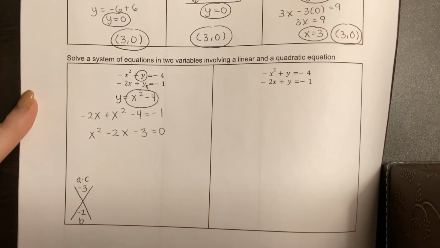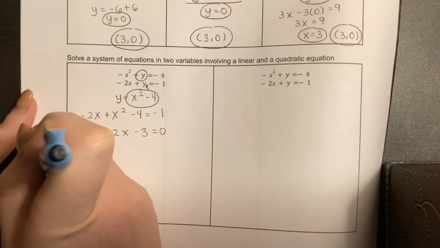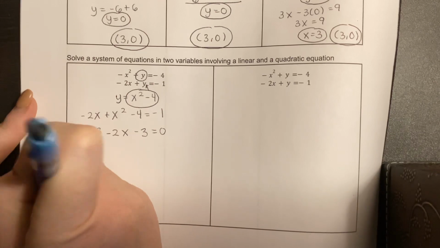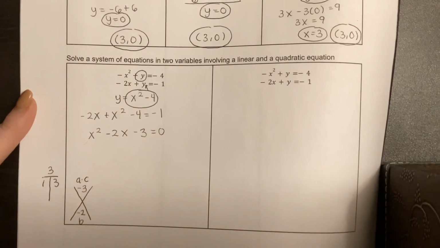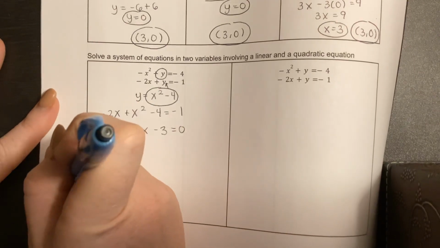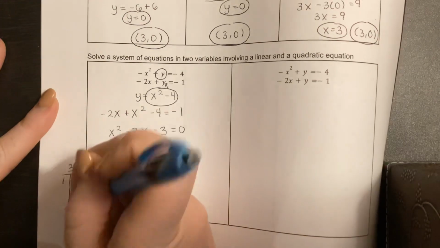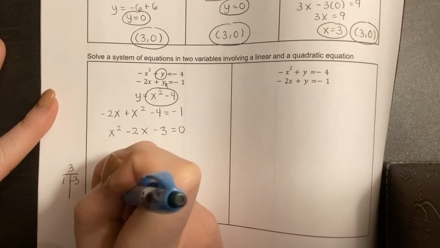You are trying to find numbers that multiply to give you -3 but add to give you -2. If you look at the factors of 3, there's only 1 and 3. If I want them to add to give me -2, that means this 3 is going to have to be the -1. So my factors are 1 and -3.